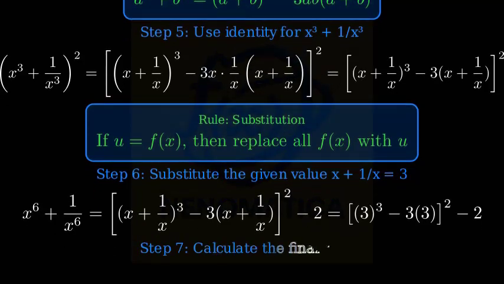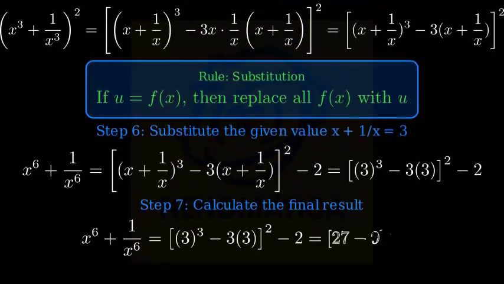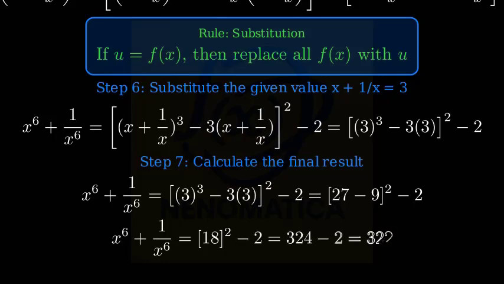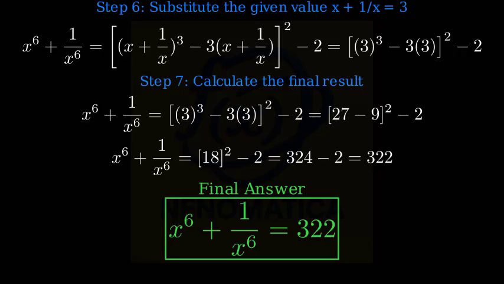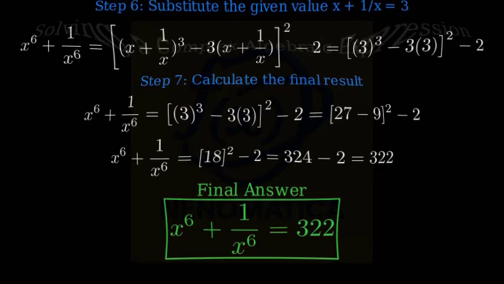Now, let's calculate the final result. 3 cubed is 27. 3 times 3 is 9. So we have 27 minus 9, which is 18. Then we square 18 to get 324, and finally subtract 2 to get 322. Therefore, if x plus 1 over x equals 3, then x to the power of 6 plus 1 over x to the power of 6 equals 322.